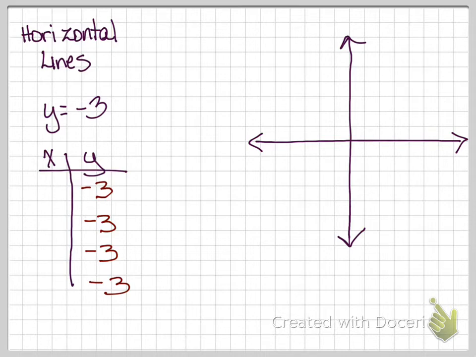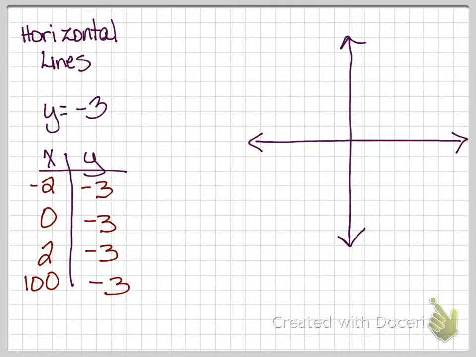Now, my x values can be anything. My x values can be negative. My x values can be positive. My x values can be 0. They can be anything. But every single one of my y values is going to be negative 3. So when you're not sure if this is a vertical or a horizontal line, when you get y equals negative 3 and you're not sure, do a table of values, because y equals negative 3 means every single one of your y values is negative 3.